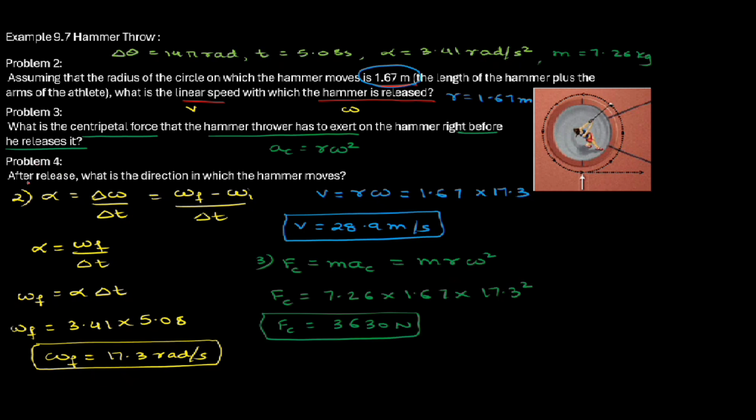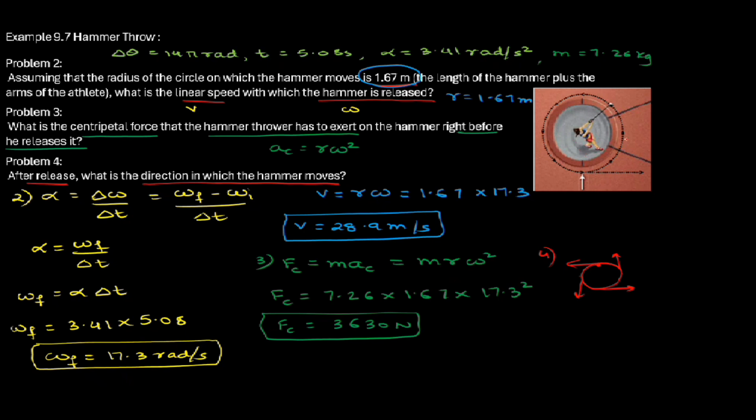Problem 4. After release, what is the direction in which the hammer moves? Now we have discussed in circular motion, if you have an object which is going along the circular path, the linear speed of the object is always tangential to the circular path. So if I were to release that object at any point in the circular path, that object continues to go along the linear velocity, that is along the tangent to that point. So if I were to release my object at this point here, it will follow the tangent to the point when it is released. The same thing over here with the hammer.